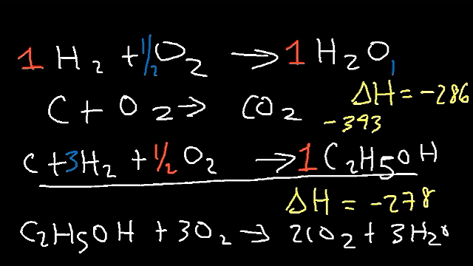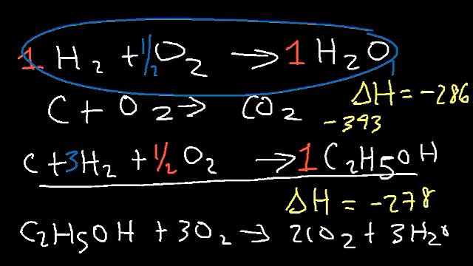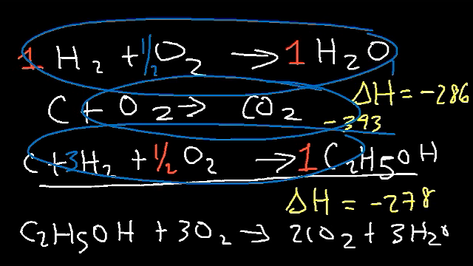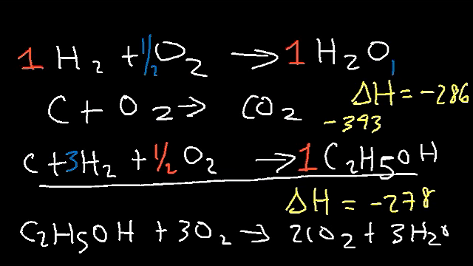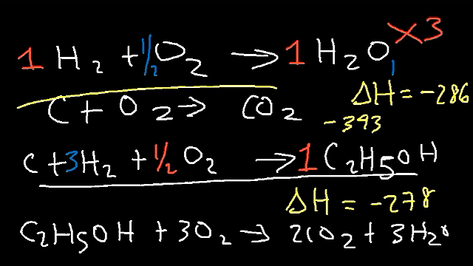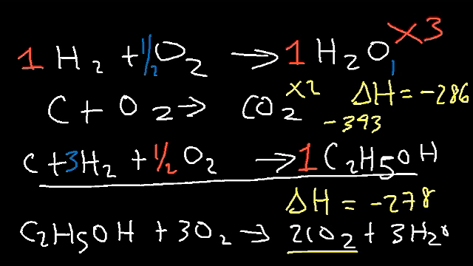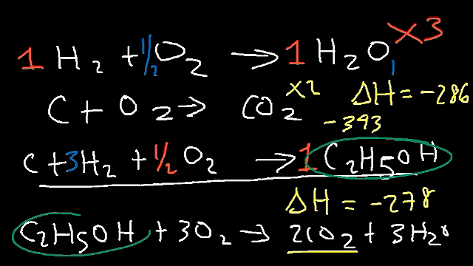So what we need to do is we need to adjust these 3 equations in such a way that they will add to the equation that we have on the bottom. So notice that we have 3 water molecules on the right side. So we're going to multiply this reaction by 3. And we have two CO2 molecules on the right. So we're going to multiply this reaction by 2 because we want two CO2s on the right. And ethanol is on the left side. So therefore, we need to reverse the third reaction.